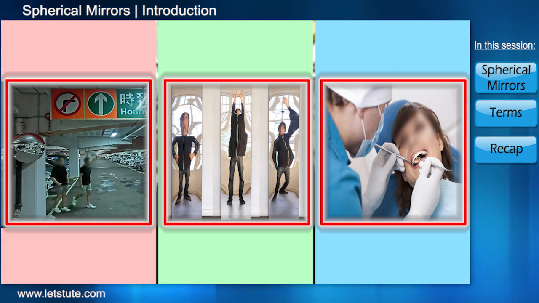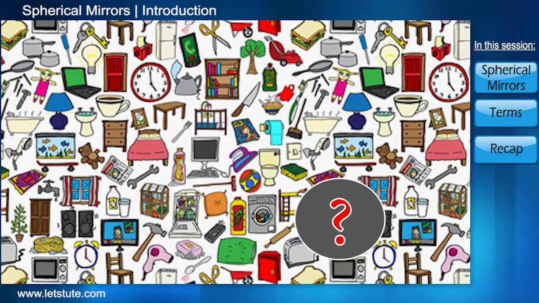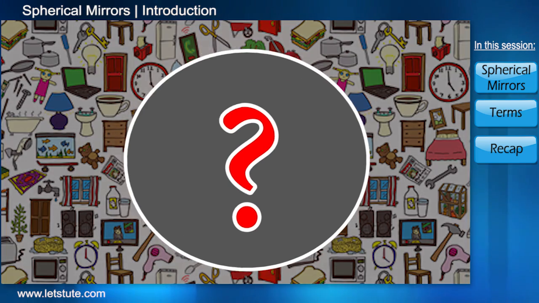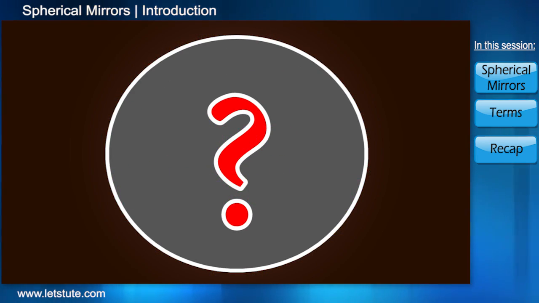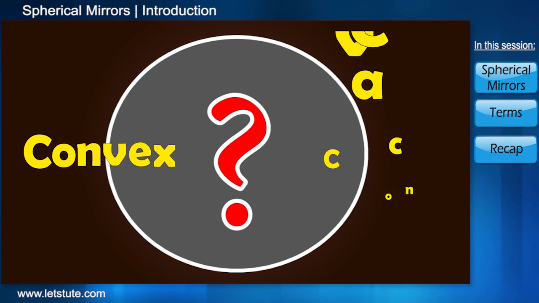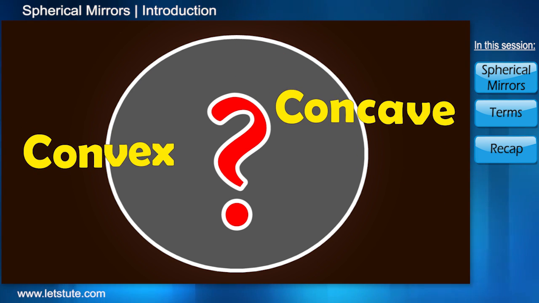We don't even need to move out of the house to find them. A simple object that we've been using our whole lives can serve as a good enough example of what we're talking about. And it's even more interesting to note that this object can behave both as a convex and a concave mirror. The spoon.